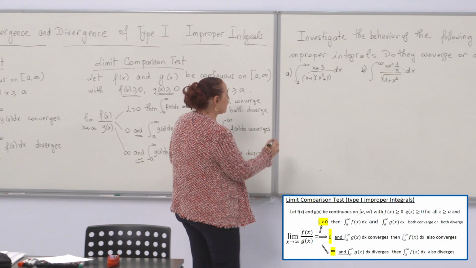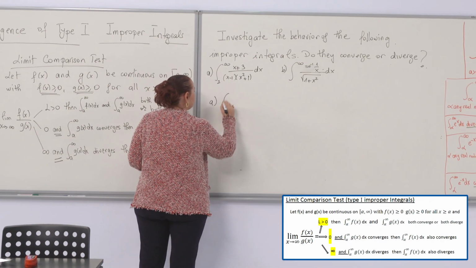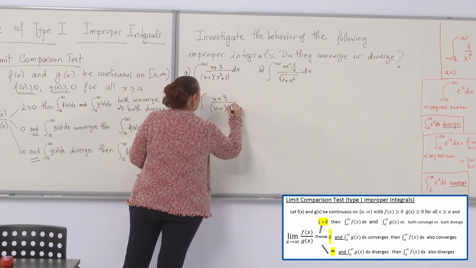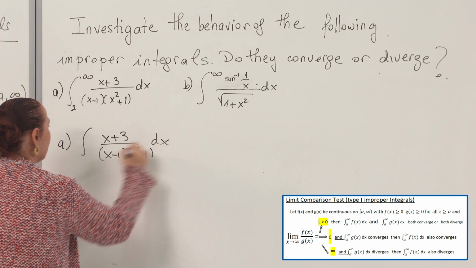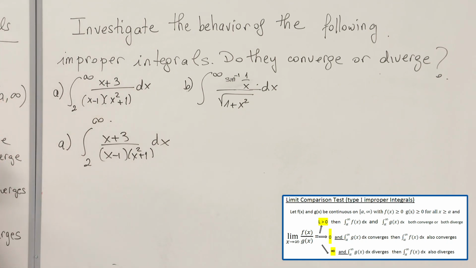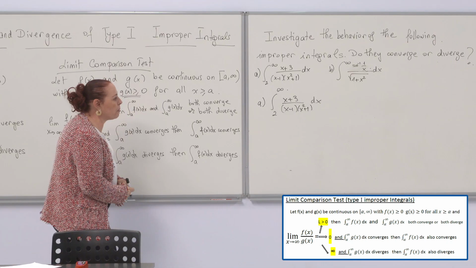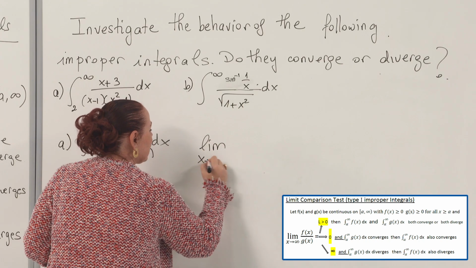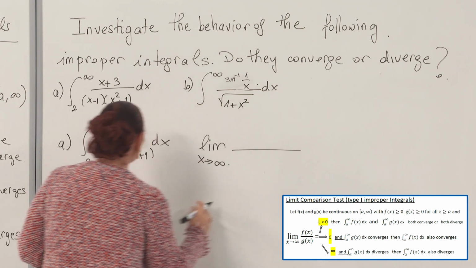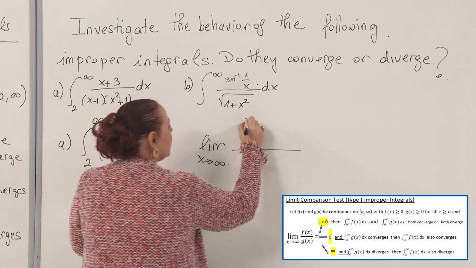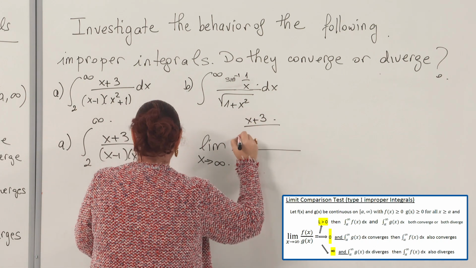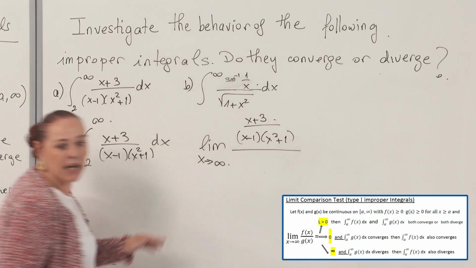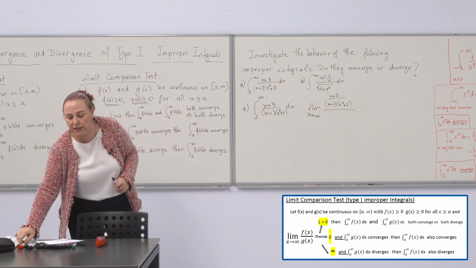Now, let's get to work. The integral of (x plus 3) over (x minus 1)(x squared plus 1) dx from 2 to infinity. I'm going to use the limit comparison test. That means I'm going to take the limit as x tends to infinity. I'm going to put the given integrand in the numerator and decide on something for the denominator.